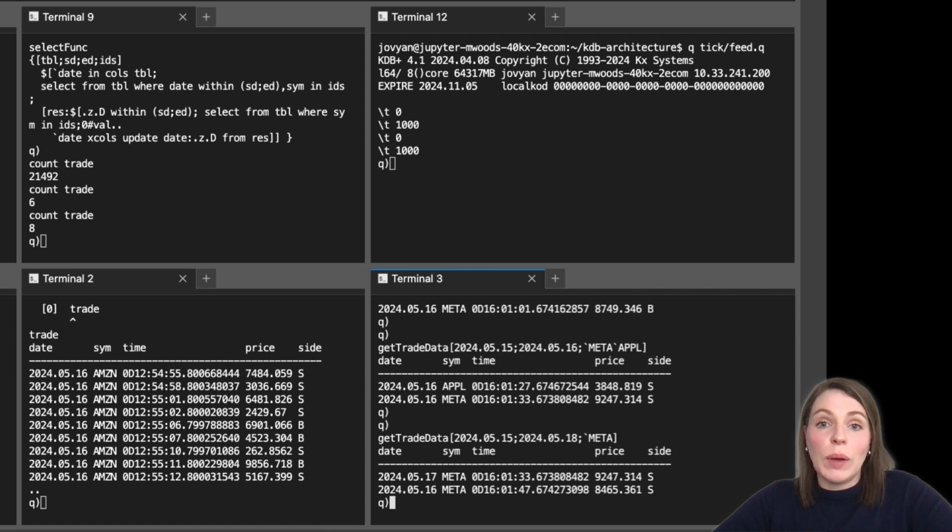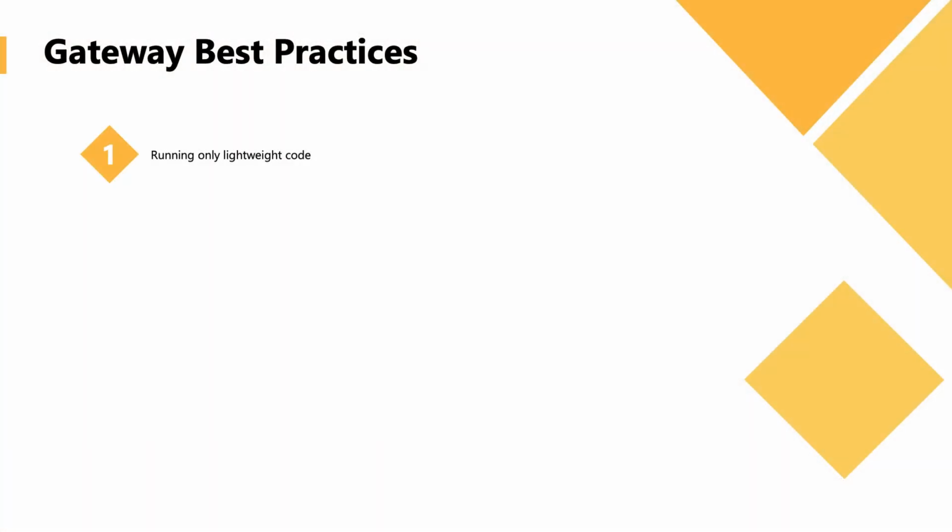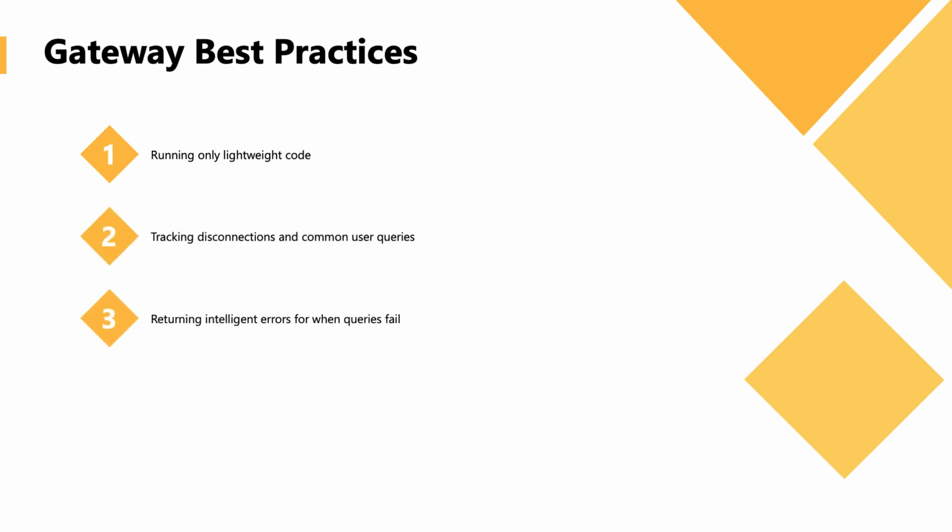So again, abstracting away from the user the nuances of the architecture structure and putting that logic into the gateway APIs is quite a common thing that you would do in your system. Now, some best practices for gateways include running only lightweight code, also tracking disconnections and user queries submitted, and returning sensible errors if queries fail. You could also add in load management. So round robin might not always be the best option for your system. You could consider different options specific to your APIs and the load and what your users and system need.